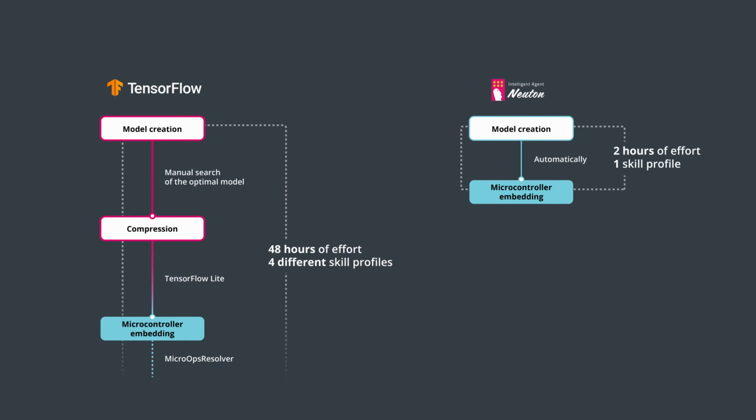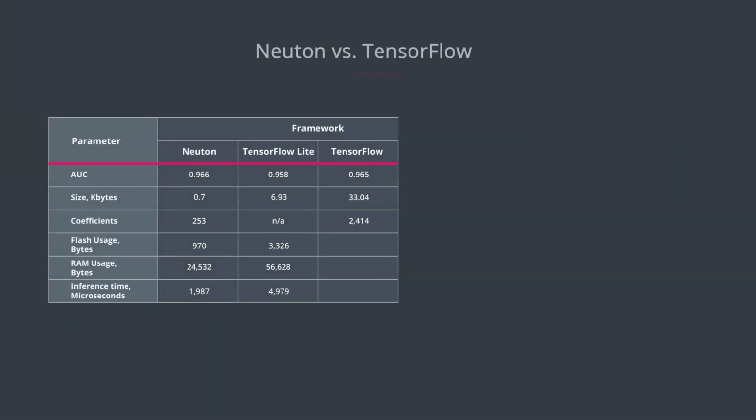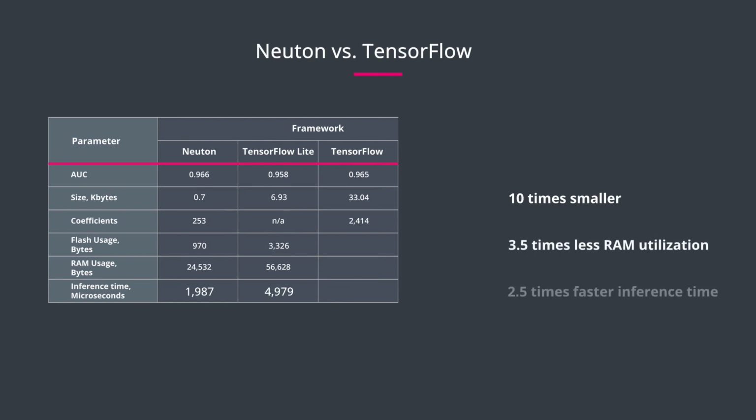As we can see, most of the time was spent on manually selecting the neural network architecture, selecting parameters and converting the model, compressing it, and reducing the number of operations. Now let's summarize the results. We see that with the help of Neuton we managed to automatically, just in one iteration, build a model that is 10 times smaller than even TensorFlow Lite. It utilizes 3.5 times less RAM. It demonstrates 2.5 times faster inference time.